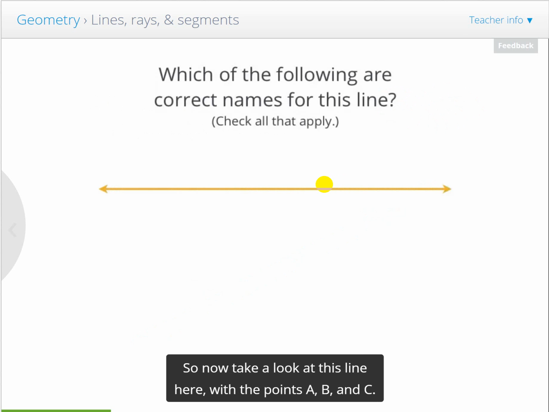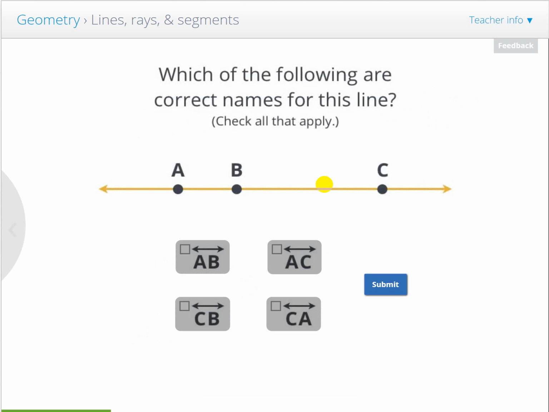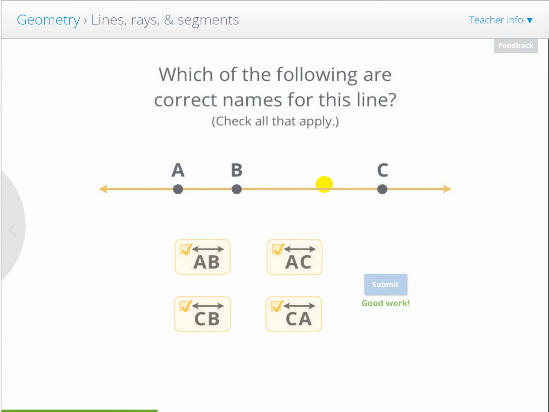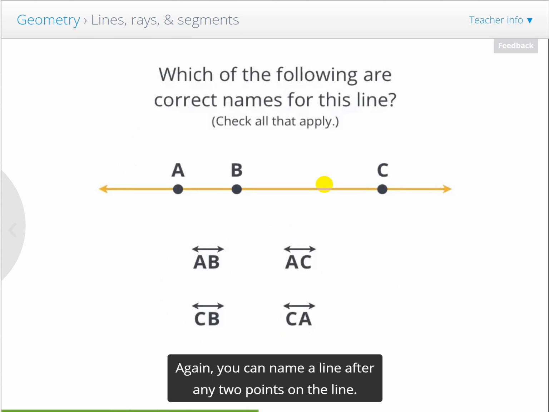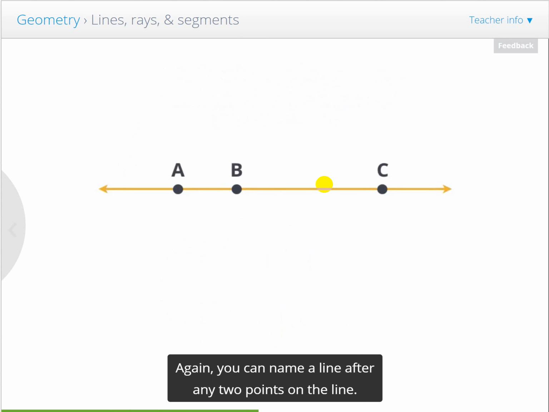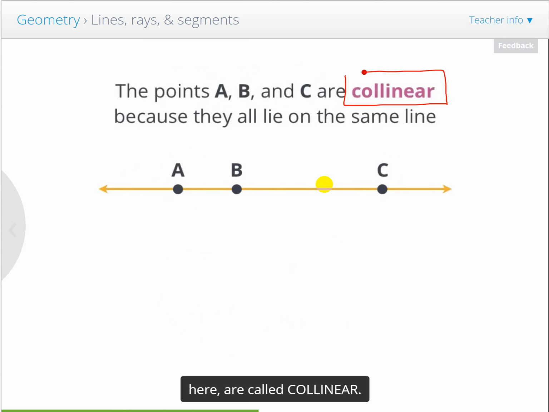So take a look at this line here, with the points A, B, and C. Which of these down here are correct names for this line? Well done! So all of these are correct names for this line. Again, you can name a line after any 2 points on the line. Points that lie on the same line, like the points A, B, and C here, are called collinear.